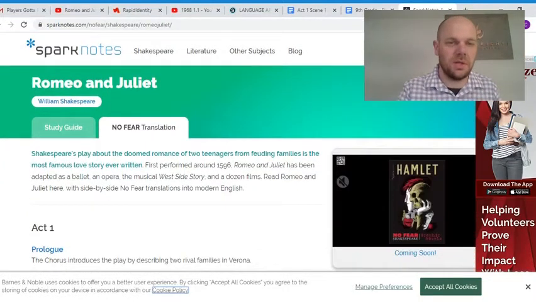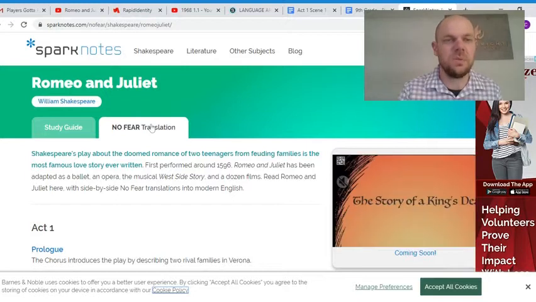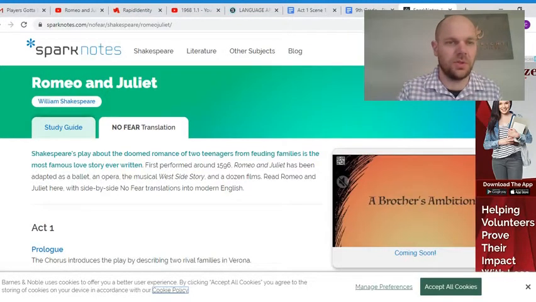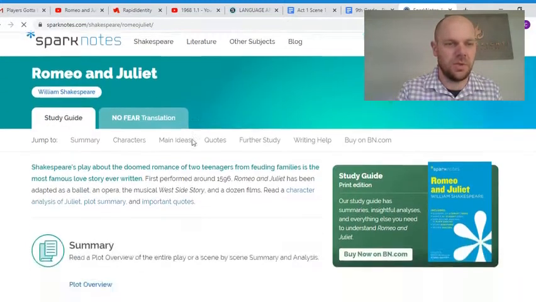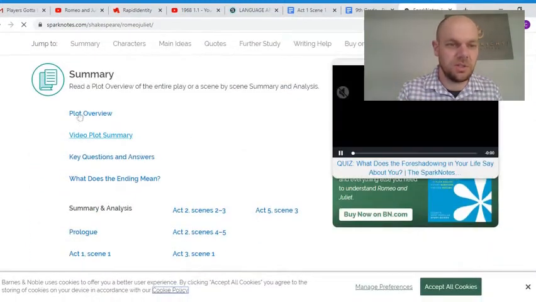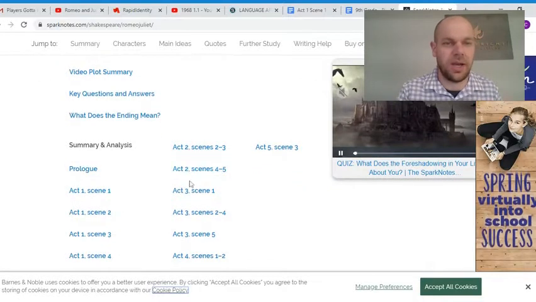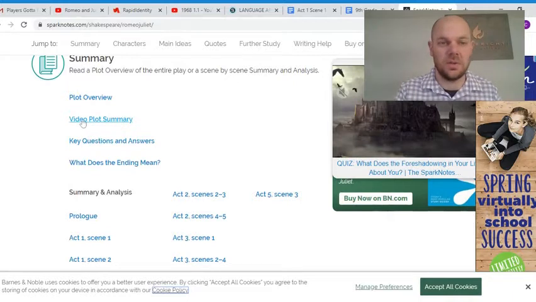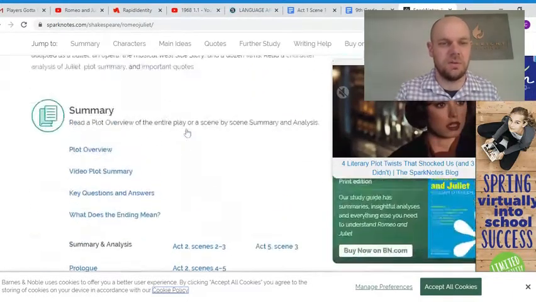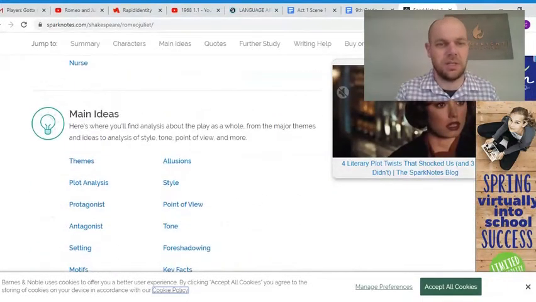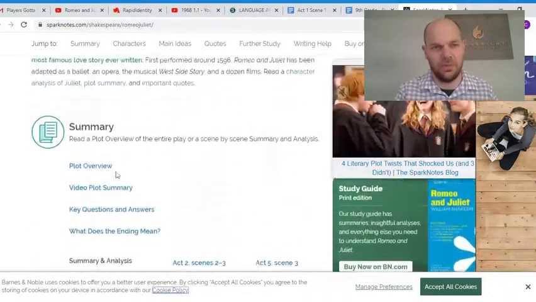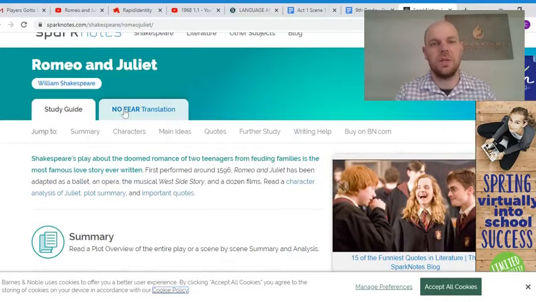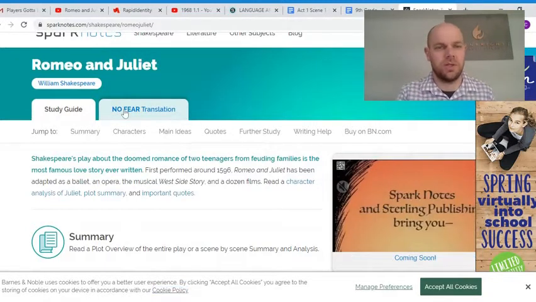And so there's two things. There's a translation, which you're going to love. And then there's a study guide, which you also should use to your advantage. And so the study guide, I'll just bring up here. You can see there's summaries of the whole plot. You can go through each act and scene and get summaries. You can get some key questions. You can use videos to help you summarize. There's all sorts of stuff going on here, different character analysis, main ideas of themes, whatever. This is just a wealth of information. But what we're going to do to actually read the play is we're going to use this translation.